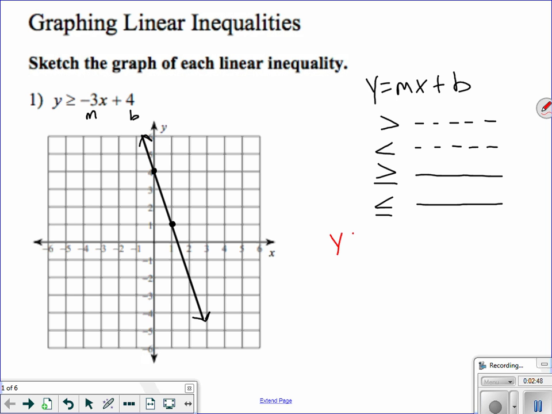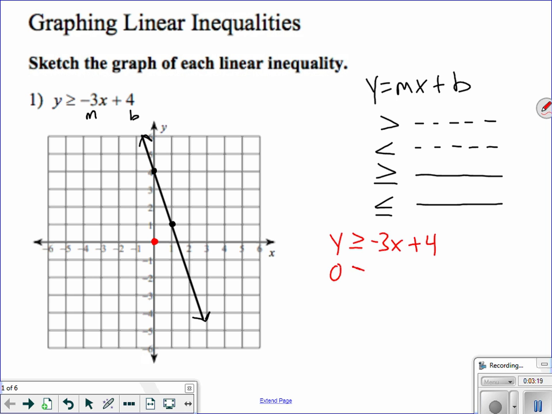So I'm going to write my inequality here. Y is greater than or equal to negative 3x plus 4. One way you can do this is just pick a point on either side of the line and see if you get a true statement or not. Now, a very easy point to pick if it's not on the line is 0, 0. So I'm going to pick 0, 0, which means my x is 0 and my y is 0.